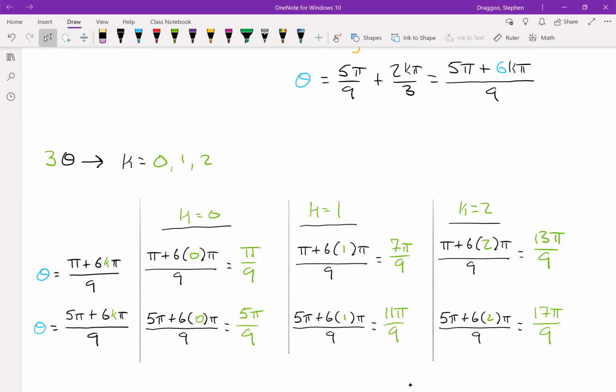So in general, whatever coefficient I have on theta, I'm going to find that many solutions for every general equation that I have. So in this case, I had 2 general equations and 3 theta, so 2 times 3 is 6 solutions, not 6 equations.